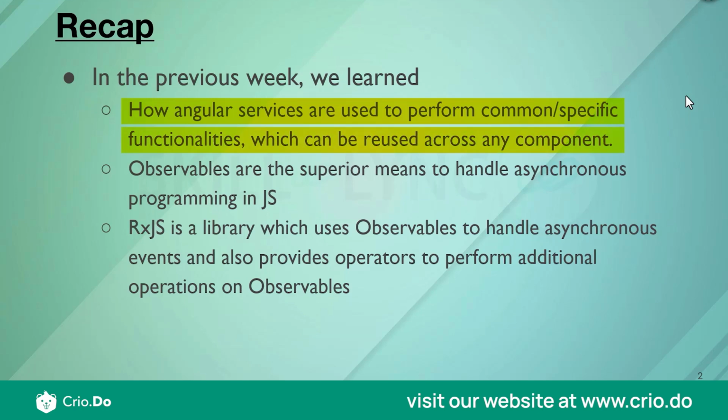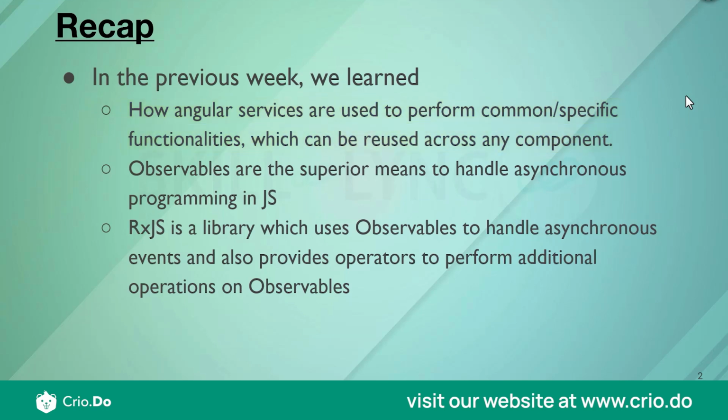In the previous week, we learned how to use Angular services to perform common or specific functionalities, and how we can write reusable code. We learned how to create common variables, host them in a service, and access and manipulate that variable from different components. We also saw how we can create different instances of the same services. We also saw how observables are a superior means to handle asynchronous programming in JavaScript as compared to promises.